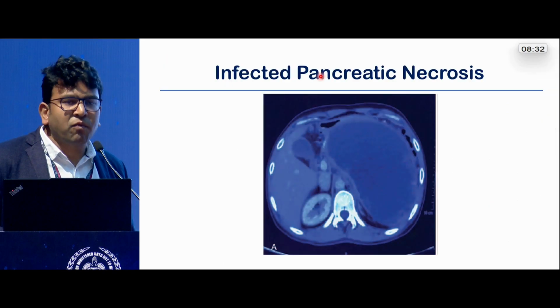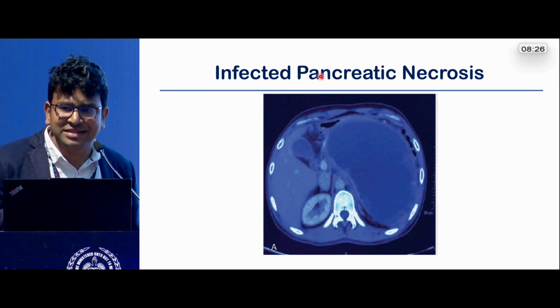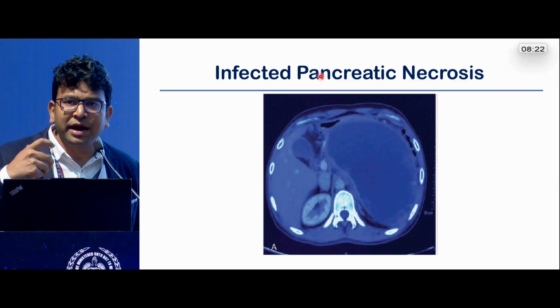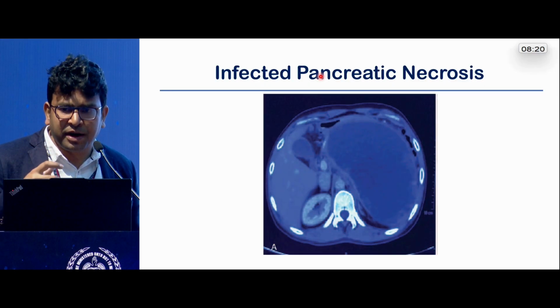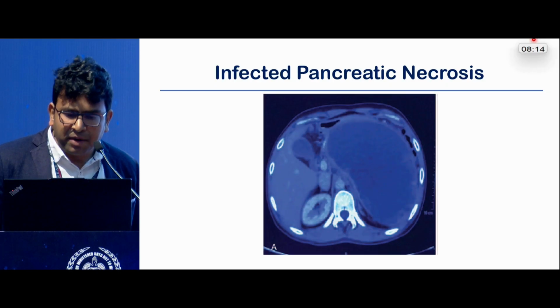So what do we understand by infected necrosis? For most of us, this is the situation. There is a large collection localized to the lesser sac, and if you put a metal stent, or do an endoscopic transluminal necrosectomy, you have done your job and you can go and do the debridement. But that's not the case.